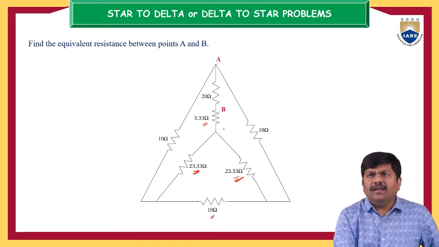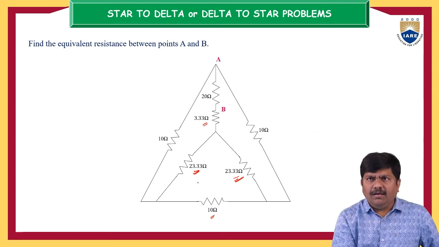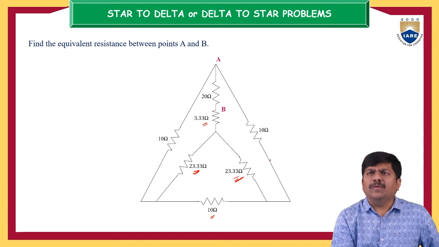So here, whether you are going to eliminate the star and convert this star, that is 3.33, 23.33 and 23.33, to delta, or convert this delta, that is 23.33, 23.33 and 10 ohm, into a star, that varies from person to person. The only thing is, with which conversion we are more comfortable, that conversion technique you have to use.